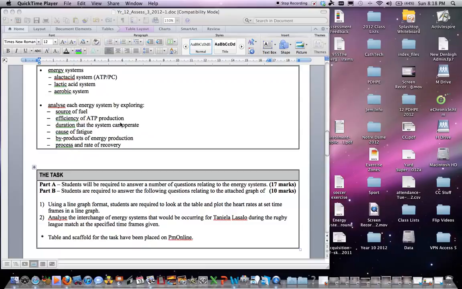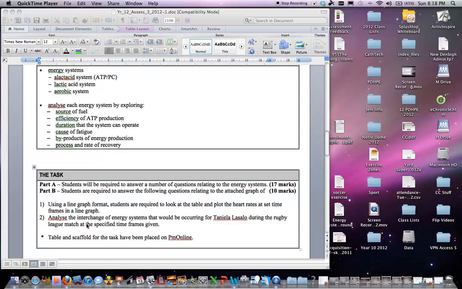Let's have an evaluation of Part B of our recent assessment task. Part B was worth 10 marks and it had two components to it. The two components were: one, using a line graph format, students are required to look at the table and plot the heart rates at set time frames in a line graph.